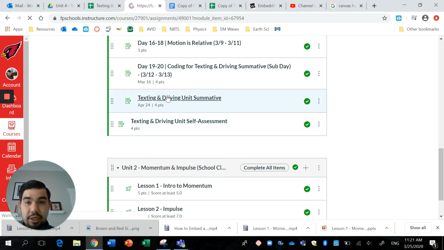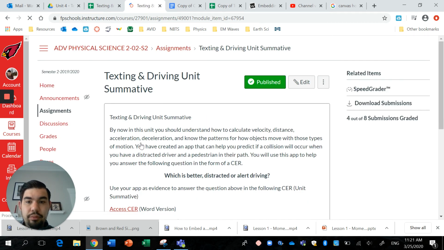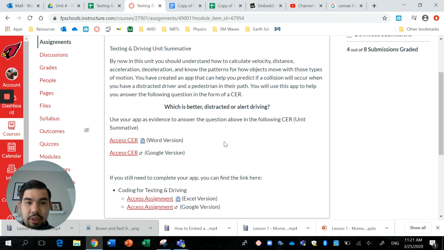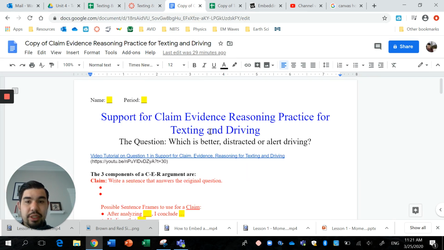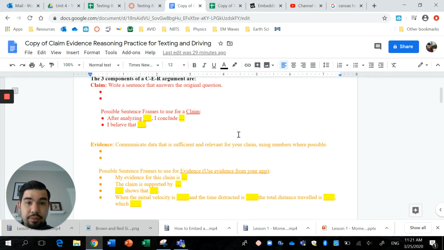So this is the CER portion. Remember, CER stands for claim, evidence, reasoning. And we're answering the question, which is better, distracted or alert driving? Just create a claim for that. You can access the assignment using one of these links, a Microsoft Word version or a Google version. You open it up and it looks something like this. We get our question, which is better, distracted or alert driving?